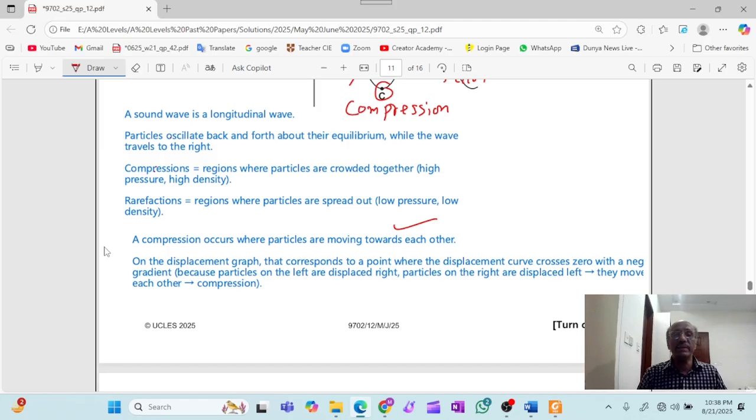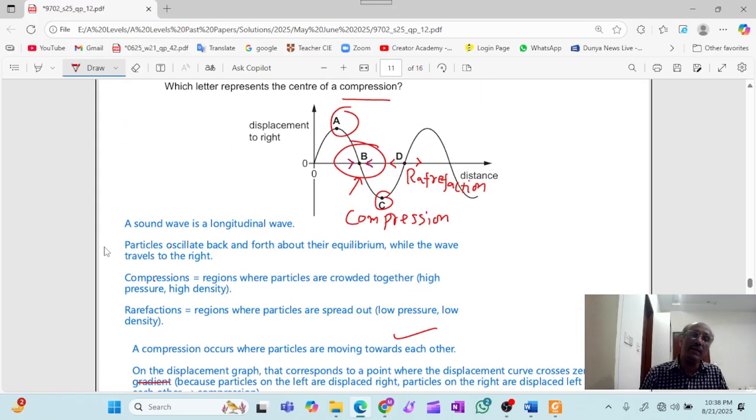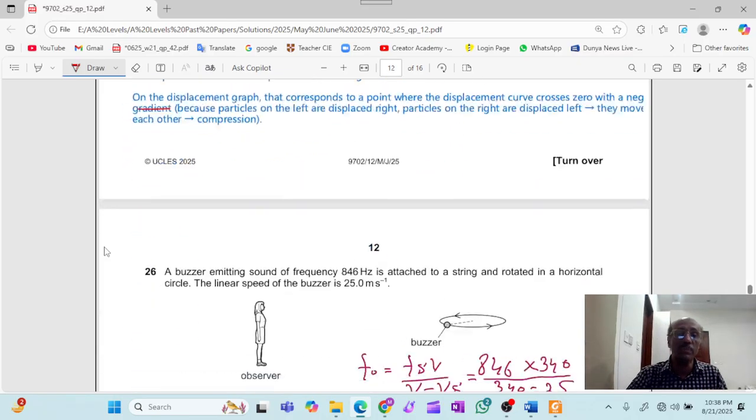So on the displacement graph, it corresponds to the point where the displacement crosses the axis with a negative gradient. The negative gradient is only at point B. So this is the negative gradient as well. This ensures that option B is the correct option.